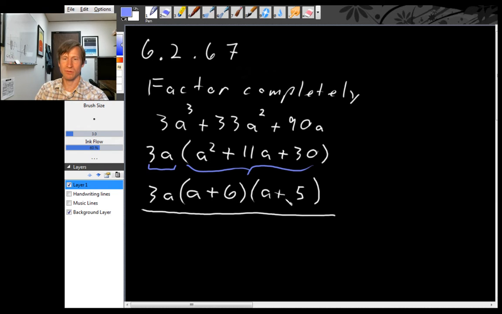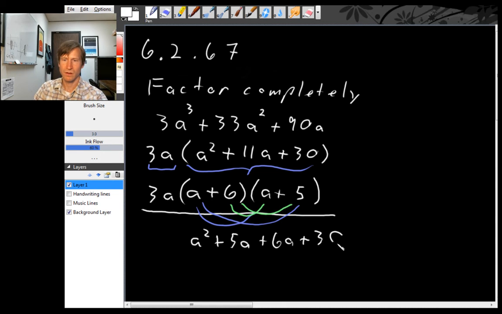To check, we'll multiply out all the stuff in parentheses. So a times a is a squared. A times 5 is 5a. 6 times a is 6a. And then 6 times 5 is 30. So combining this stuff, we get a squared plus 5a plus 6a is 11a plus 30.